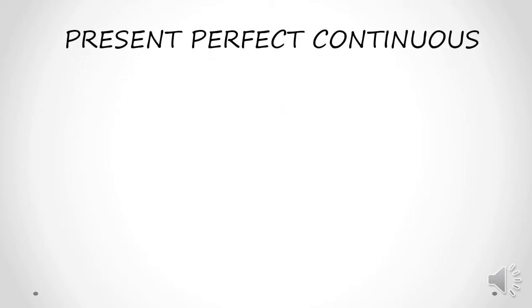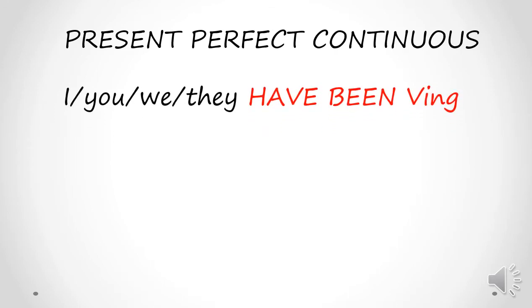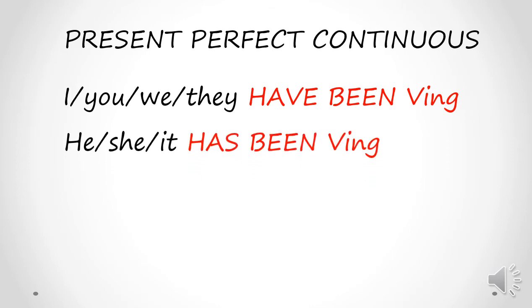Now, let's learn the structure of the present perfect continuous. We start our sentence with a subject. Subject can be I, you, we, and they, followed by have, been, and verb ing form. That means we use have with plural. We use he, she, it with has, then been, then verb ing.